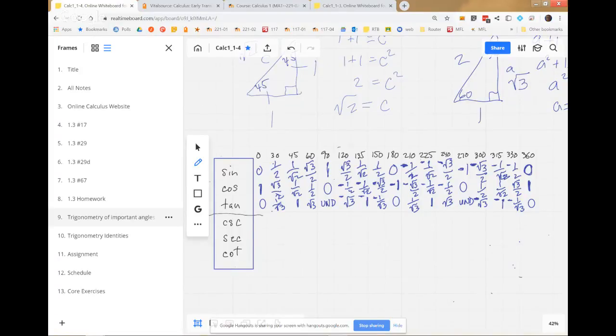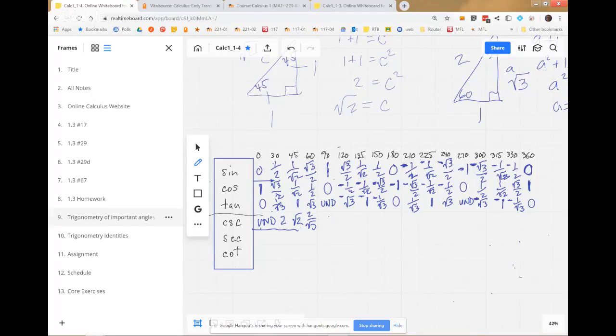So when I'm doing this line right here, I'm going to be looking at the line up here and flipping them over, okay? So what happens when you take the reciprocal of 0? Well, you can't. Undefined. Reciprocal of 1/2, 2. Reciprocal of 1 over the square root of 2, square root of 2. And so forth.